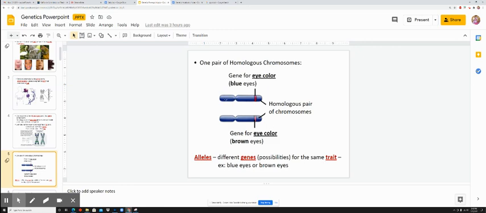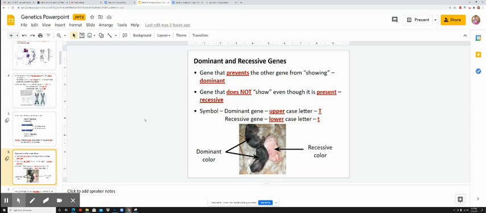So right here we have, let's just make it up, one chromosome from the mom and the dad, and the dad has a gene, a section of DNA for blue eyes, and the mom has a section of DNA for brown eyes. So they have different alleles, different versions of the gene, but for the same trait, which is eye color. Eye color is the trait, the allele is the version of the gene for that trait. And they're called homologous because same size, same length, and they also contain the same location for the genes for the same trait, okay?